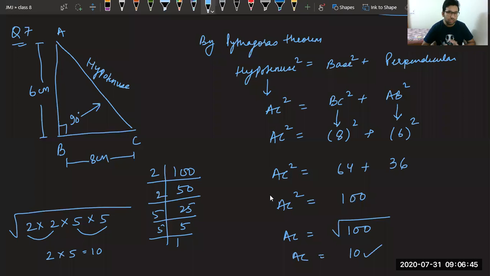Now we have found this first part. You can easily solve the second part on your own. Now question number 8. Very easy. Let's see question number 8.